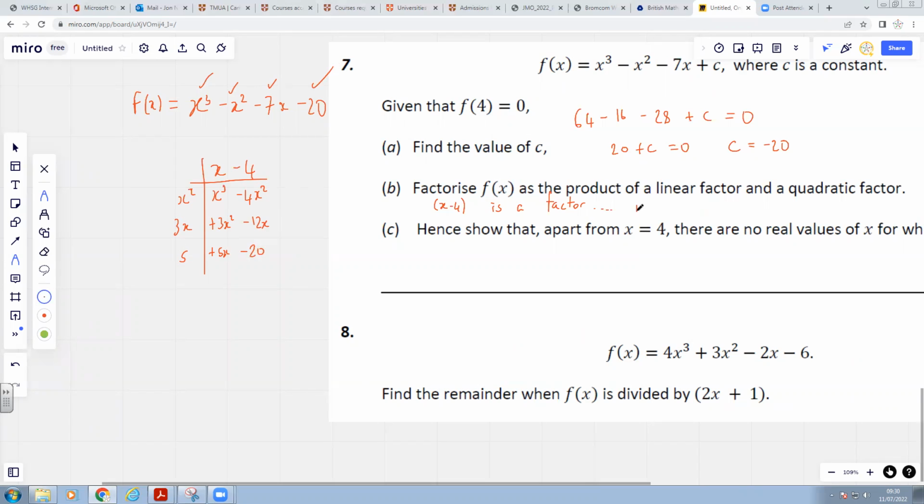So f of x is going to be equal to x minus 4, x squared plus 3x plus 5.